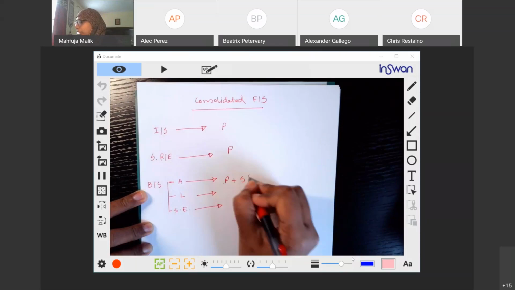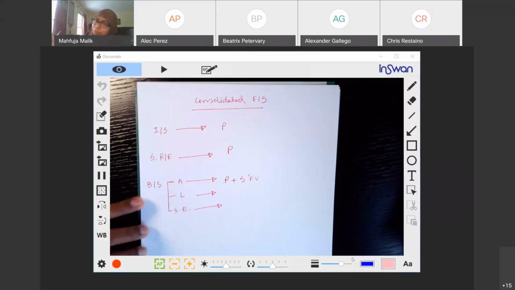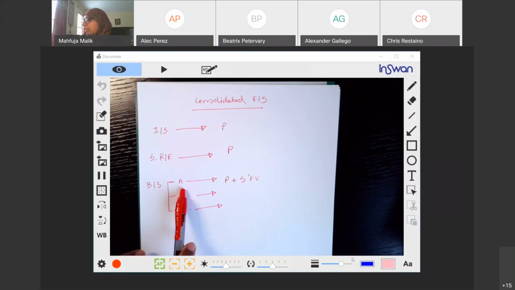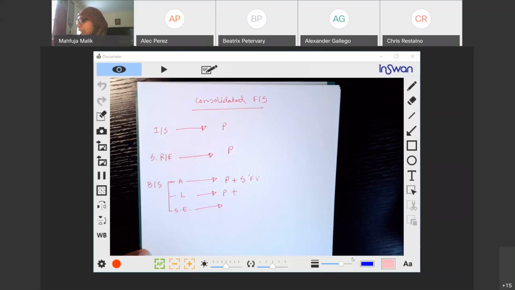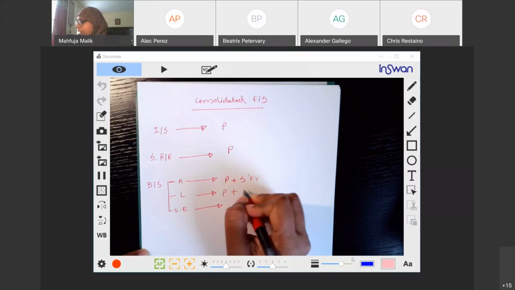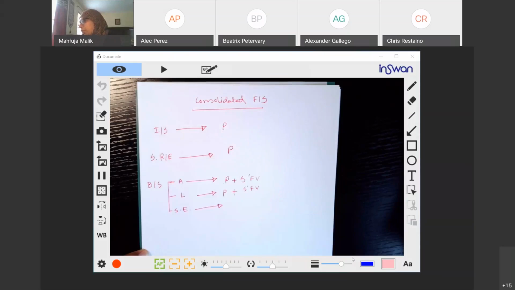But don't forget, you have to consider subs' fair value because it's a common mistake. Students sometimes take subs' book value. So the consolidated asset means parent plus subs, but subs' fair value. Same thing with liabilities. A consolidated liability item means parent plus subs, but subs' fair value.